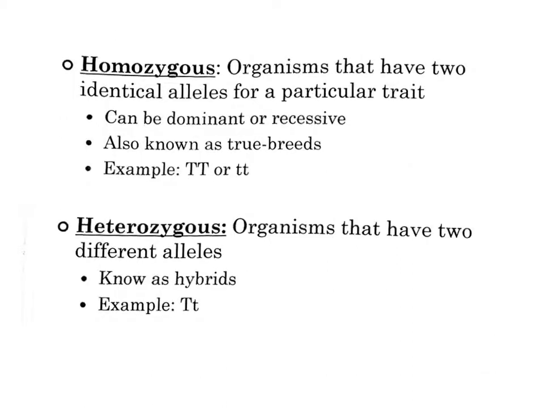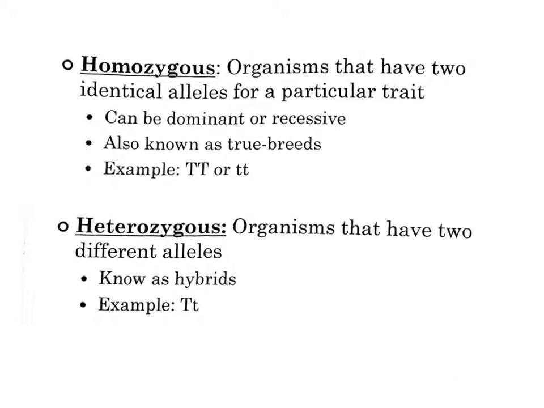Homozygous: organisms that have two identical alleles for a particular trait. This can be dominant or recessive, also known as true-bred or purebred. An example, big T or little t. One would be homozygous dominant, big T, and the other homozygous recessive, little t.